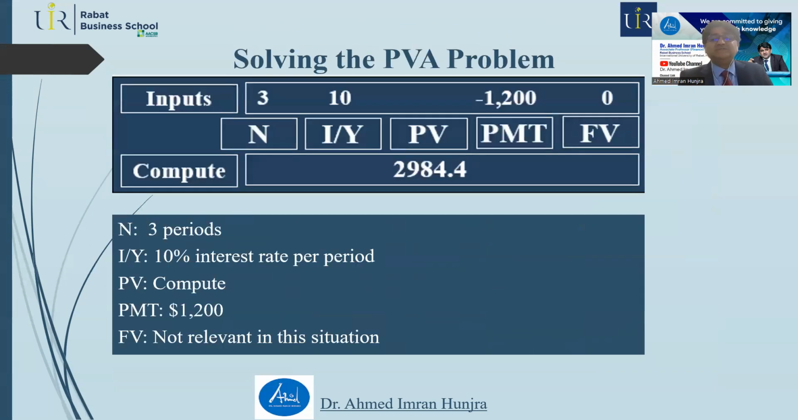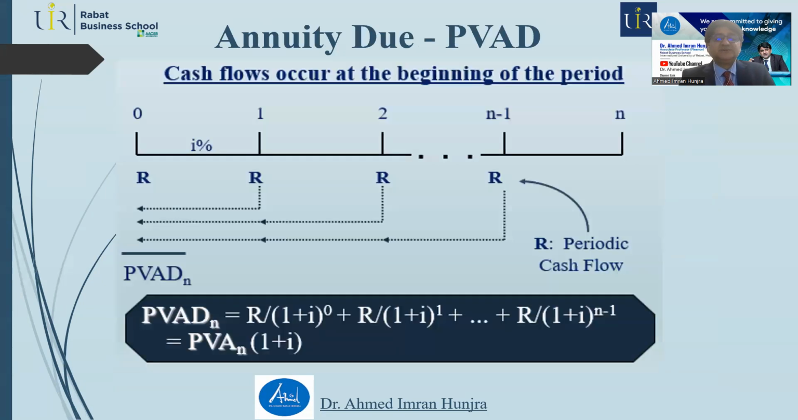We can also solve with the time value of money calculator. Number of time periods is 3 and interest rate is 10%. Series of equal payment, magnitude is 1200. It's a case of present value, not future value, so for future value we put 0. So it's giving us the answer 2984.4. So this is the present value.